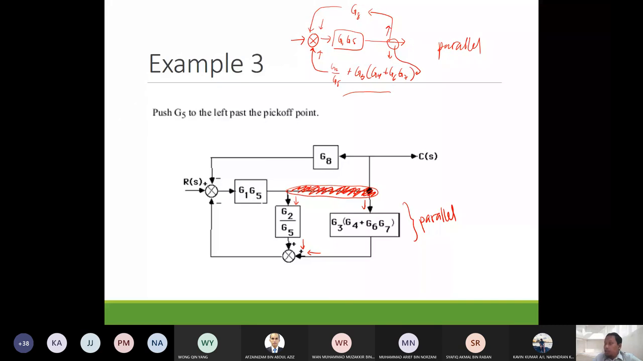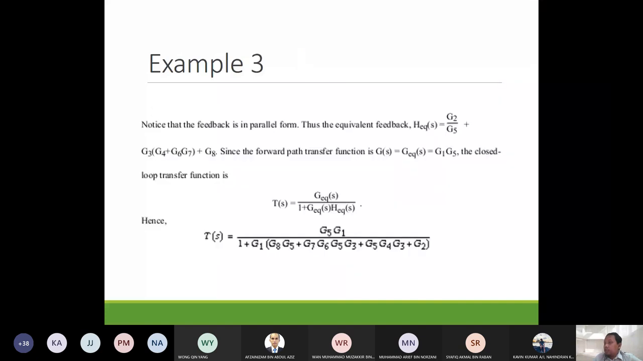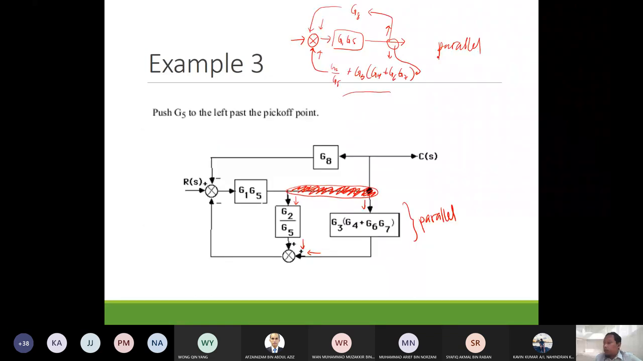Okay, so in this example, notice that the feedback is in parallel form. Okay, as I said just now, all of them, the feedback signals just now, are in parallel form. So the equivalent feedback transfer function is you just add up G2 over G5 plus G3 times G4 plus G6 times G7 plus G8. And then after you simplify the parallel, you will see that they are in feedback form. Okay.